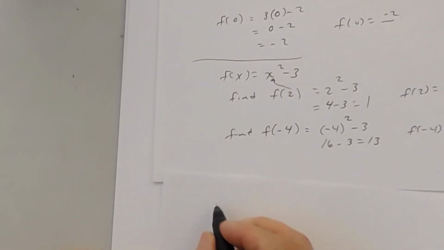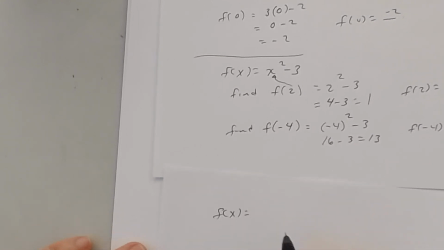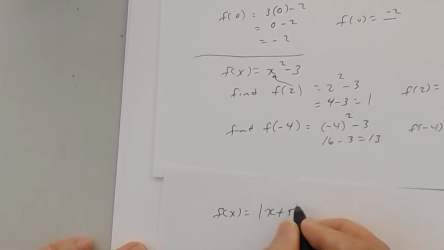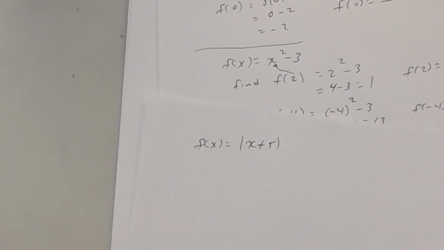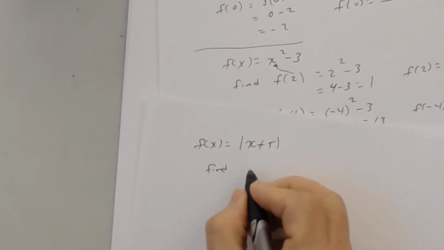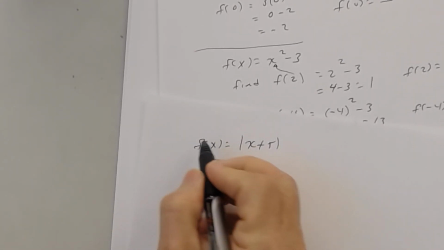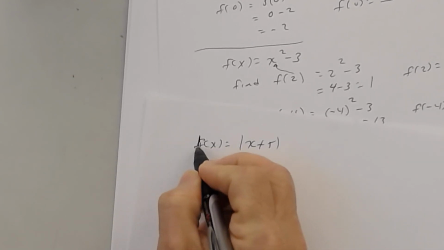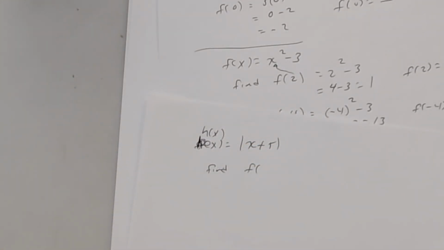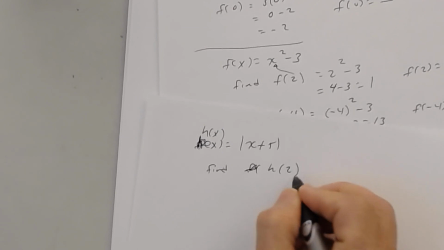Let's suppose my function is f of x equals the absolute value of x plus 5. You're not asked to graph it. You're not asked to do anything like that. All you're asked to do is find... I'm going to change it from f of x. Let's write this as h of x, because in my math lab, they're going to use different letters, but all of these represent functions. They still represent the letter y. Okay? So let's find h of 2.